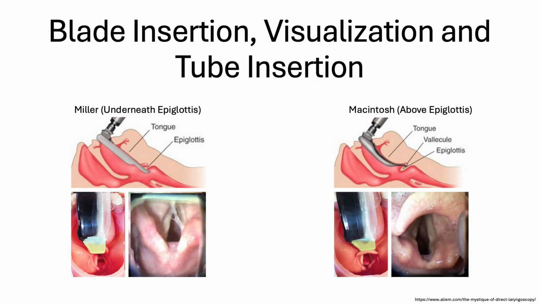Achieving this direct line of sight is critical. If the axes aren't aligned properly, the view may be obstructed, making intubation difficult. With the vocal cords in view, the operator passes the endotracheal tube through the mouth, between the vocal cords, and into the trachea under direct visualization. The tube is then secured, and placement is confirmed with capnography or auscultation.